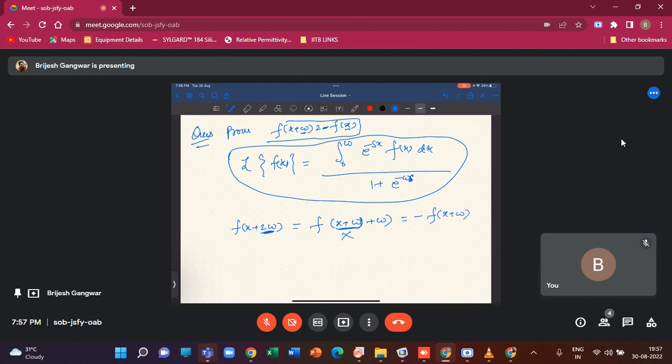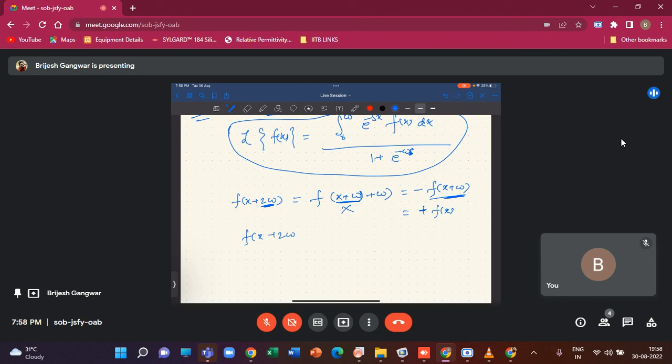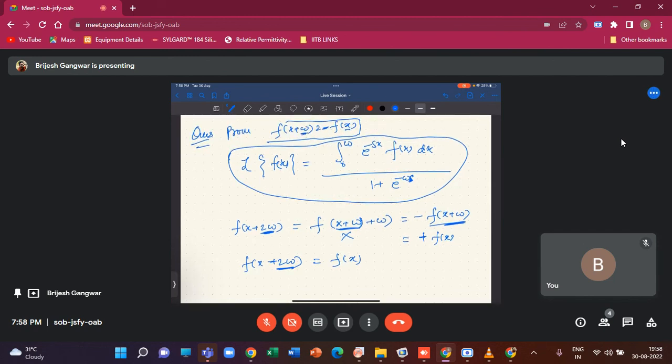Okay. Now again, if you put minus, then it will be again minus f(x), so this will be plus f(x). Now this is the periodic function f(x + 2 omega) is equal to f(x). So the period is 2 omega, not the omega. Okay.